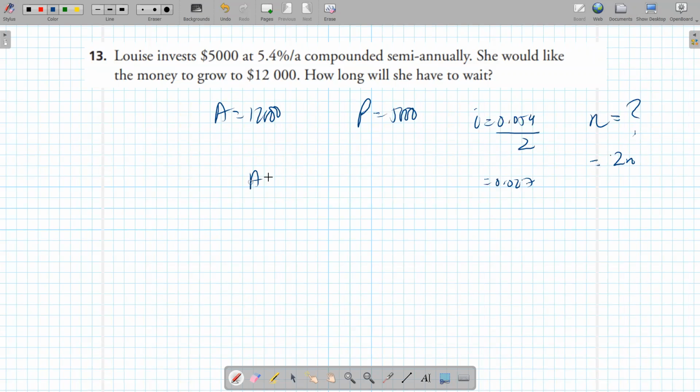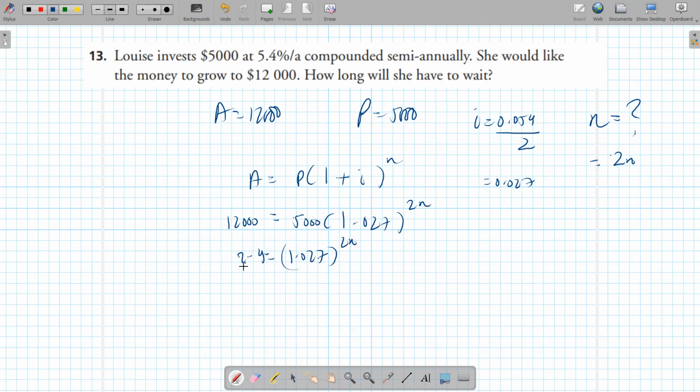So let's set this up. A is equal to P, 1 plus I to the power of N, right? And then this is going to give us 12,000 is equal to 5,000 times 1 plus 0.027, so you get this to the power of 2N. Now what? You divide by 5,000. Right, you divide by 5,000. I think it's going to be 2.4. On the other side, we have 1.027 to the power of 2N.